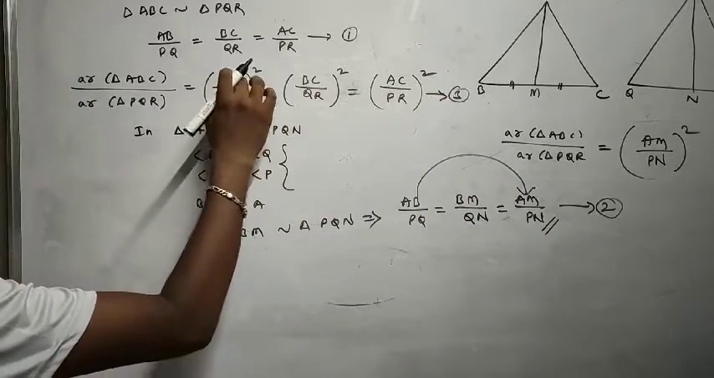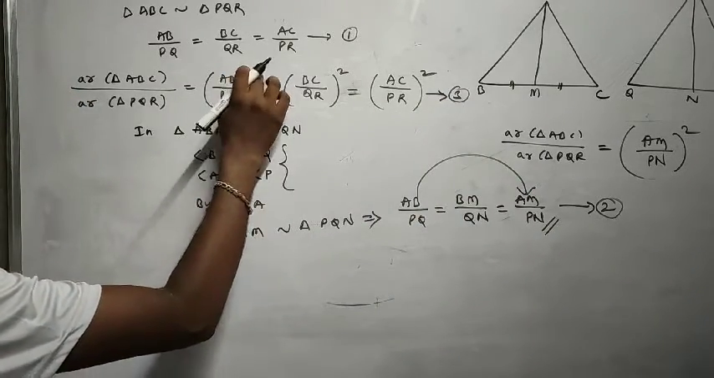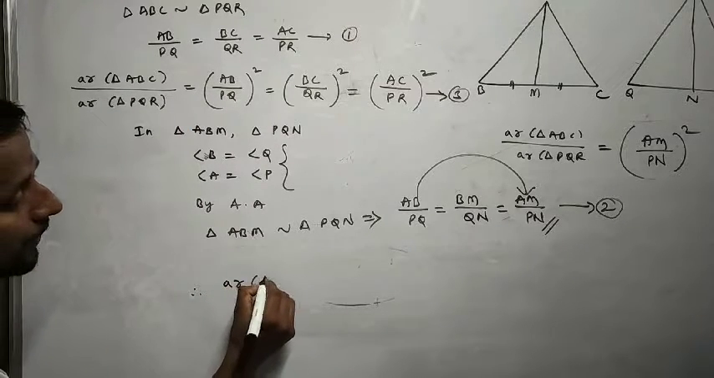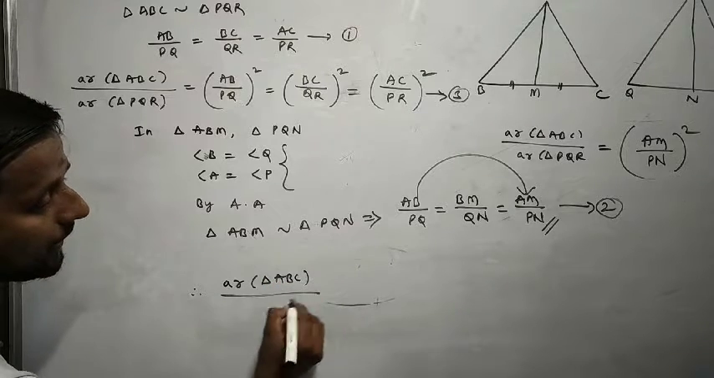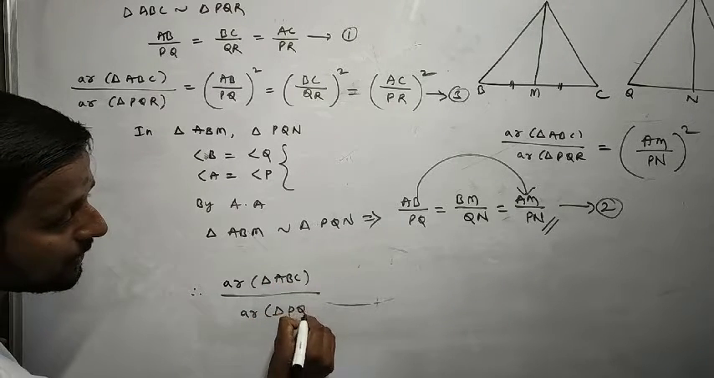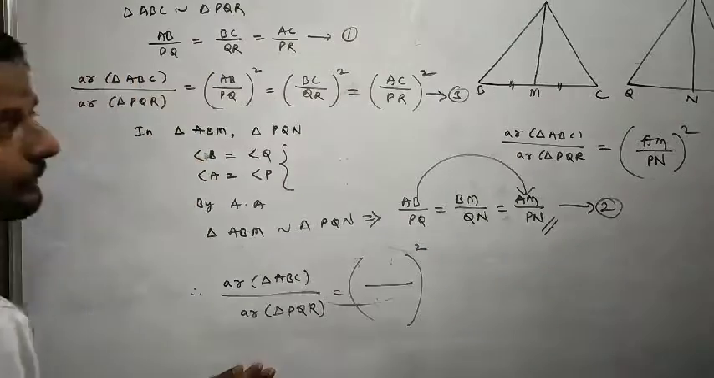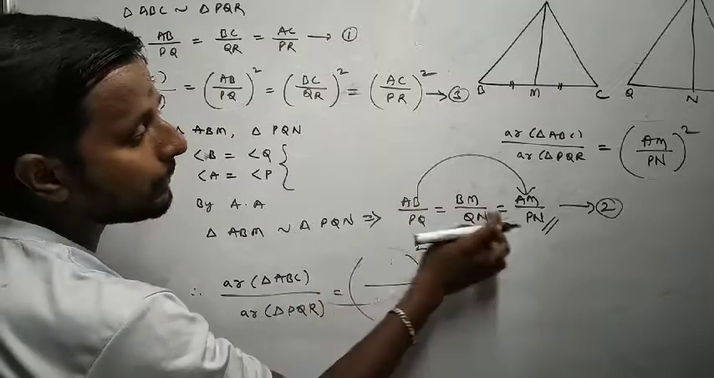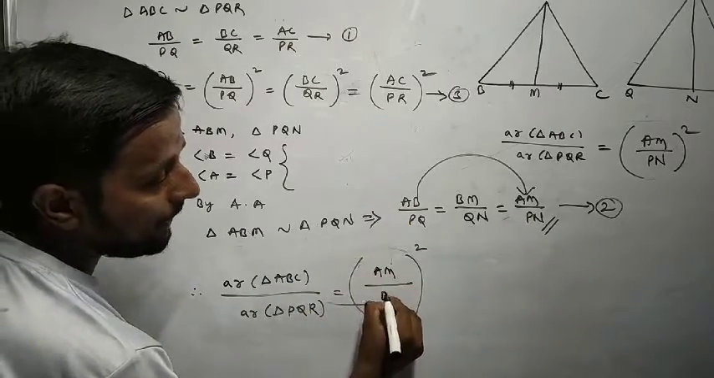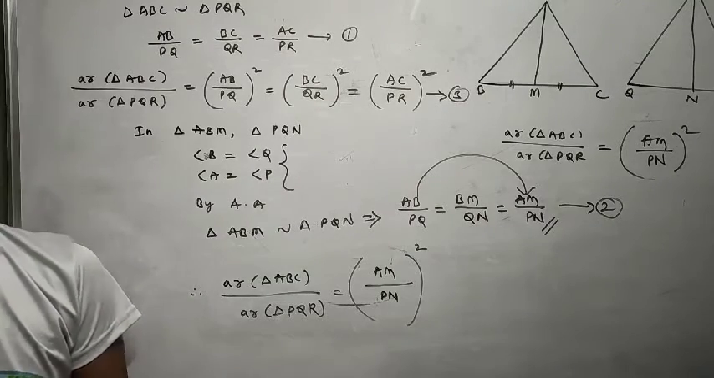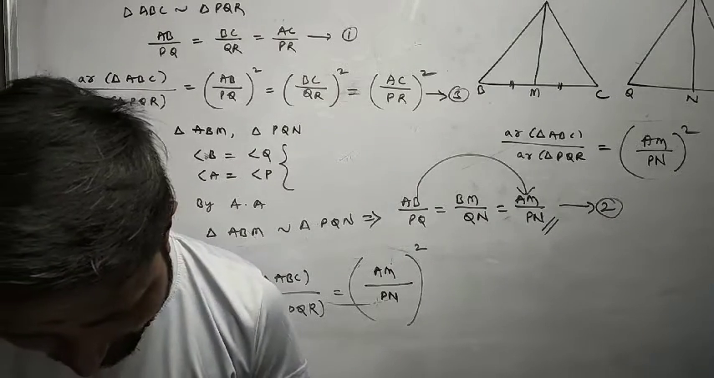So 3 tells us AB by PQ whole square is equal to the ratio of the areas of the triangles. Therefore, the ratio of area of triangle ABC by area of triangle PQR is AB by PQ whole square. But instead of AB by PQ, I can write AM by PN, because those are equal. Right? So it is a very important problem, and these problems link up with many tricky conditions.